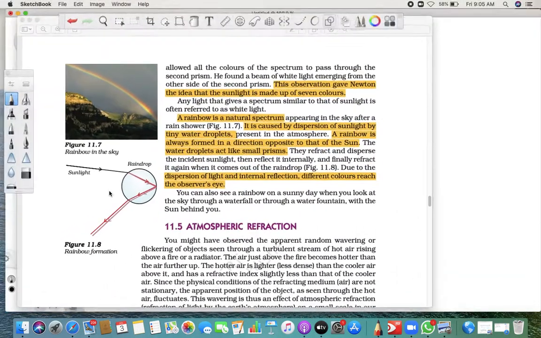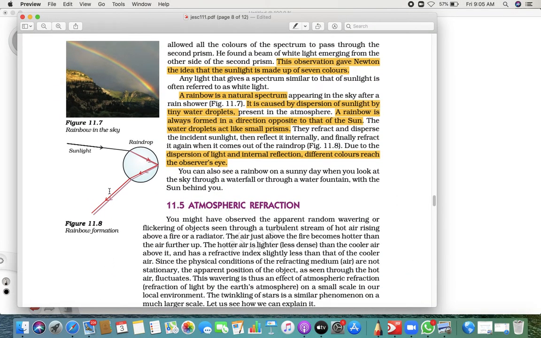Now, what we are going to see next is atmospheric refraction. Now, this is a wonderful phenomenon. Understand this thing. Atmospheric refraction. Now, you must be wondering, refraction happens in the atmosphere? Yes, refraction happens in the atmosphere.